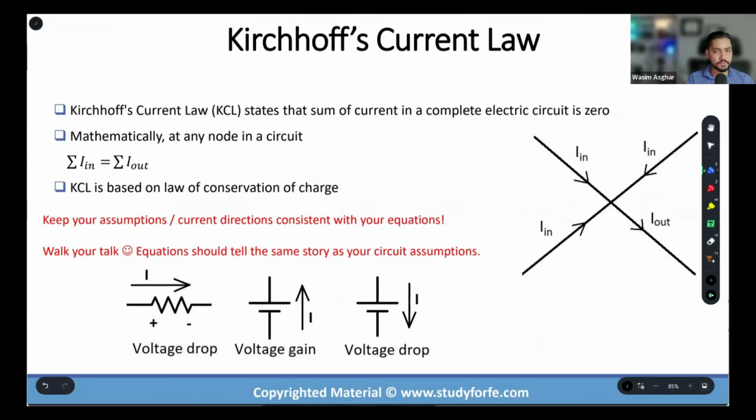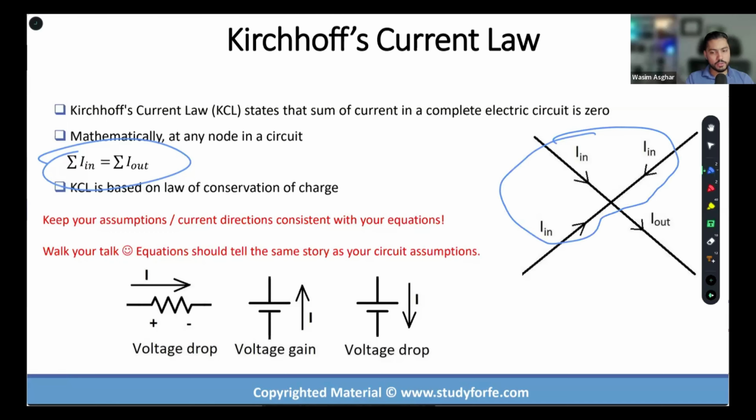Let's look at KCL. KCL is also extremely simple mathematically: the sum of all the currents entering a node should be equal to the sum of all the currents leaving the node. What's the big deal? Very intuitive, right? If you have a junction, the sum of all the cars entering here should be equal to the sum of all the cars leaving. It's as simple as that.